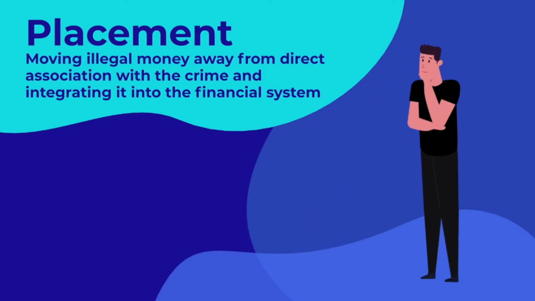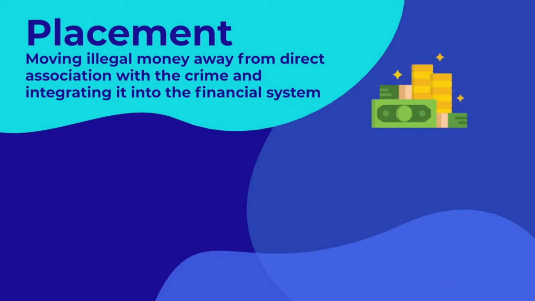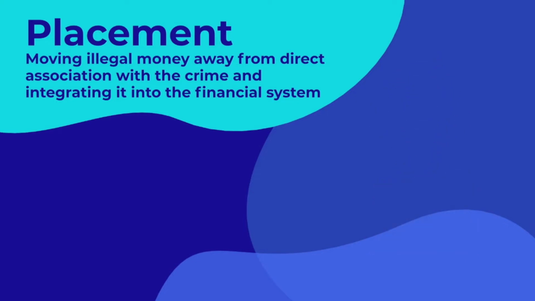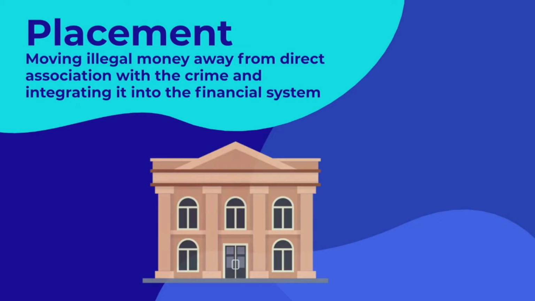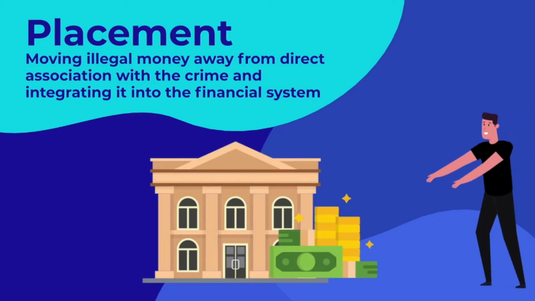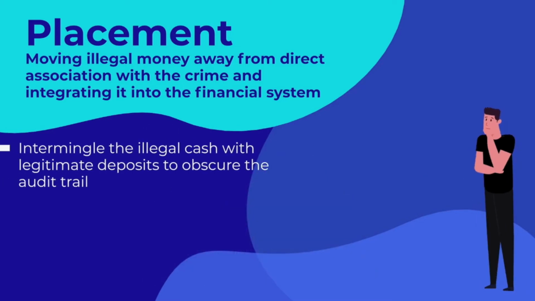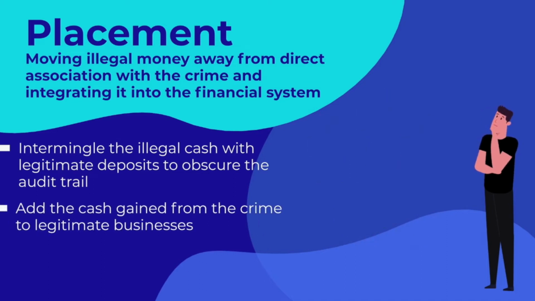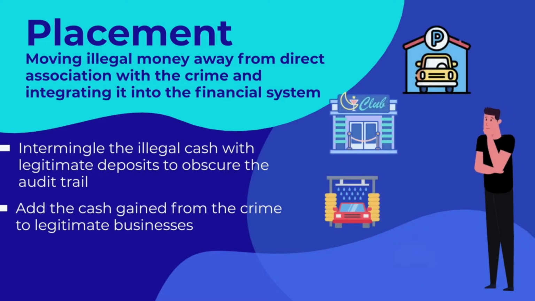Placement. Placement is the process of moving illegal money away from direct association with the crime and integrating it into the financial system. For this first step, the criminal needs to somehow get the illegal cash into a bank or financial institution. This can be more difficult than it sounds. Just walking up to a bank and depositing a huge pile of cash would arouse suspicion, so criminals must find other ways. They can intermingle the illegal cash with legitimate deposits to obscure the audit trail, or they can add the cash gained from the crime to legitimate businesses, such as car parks, strip clubs, car washes, and casinos, or any business where cash is king.